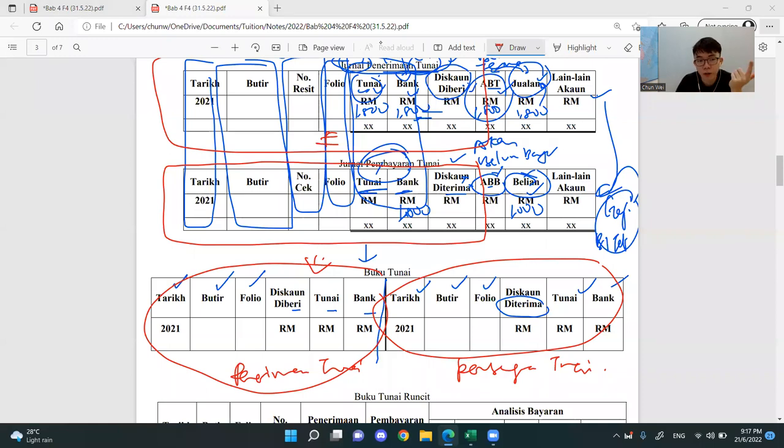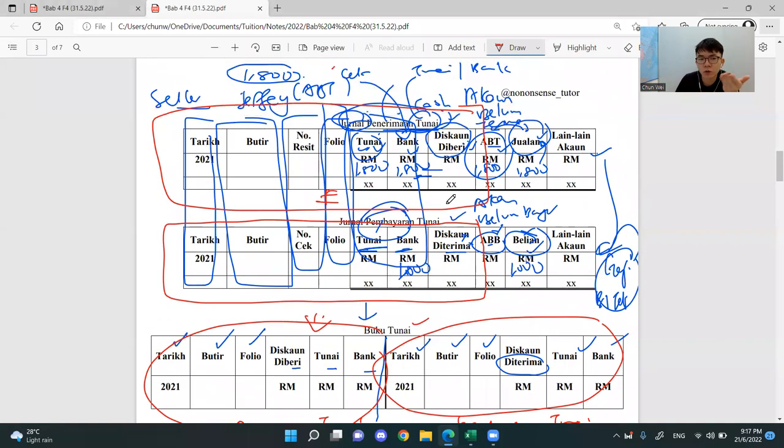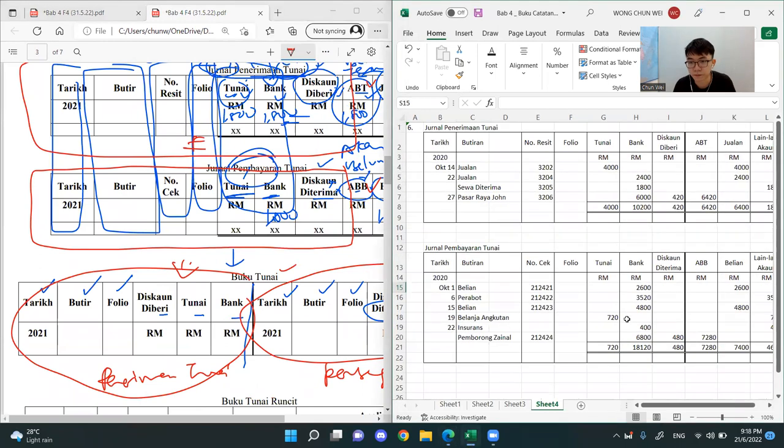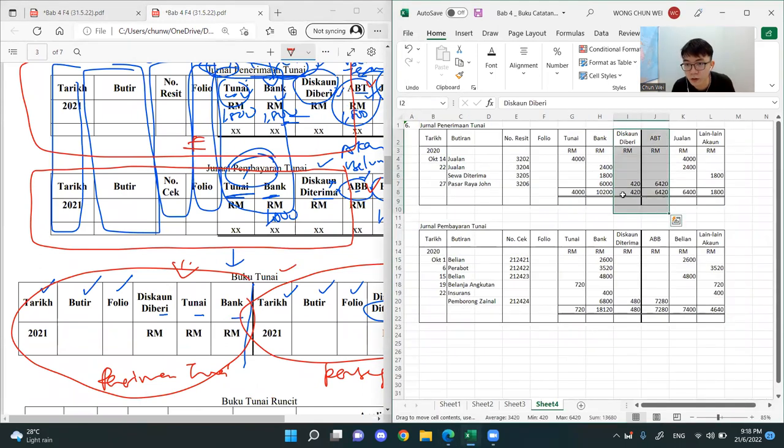That's why, if you recall what I said just now, we don't normally use these two things. We just use buku tunai. Why? Because why do you want to waste your time going to one whole thing just for penerimaan tunai, where you need to write these three things, and then another one for pembayaran tunai, and write these three things again. No, you just do one buku tunai: tarik, butir, folio, discount diberi, tunai, bank. Then continue: tarik, butir, folio, discount diterima, tunai, bank. Tada, this is one whole buku tunai. So that's why here there's a cutoff point, and here and here they can form a buku tunai.